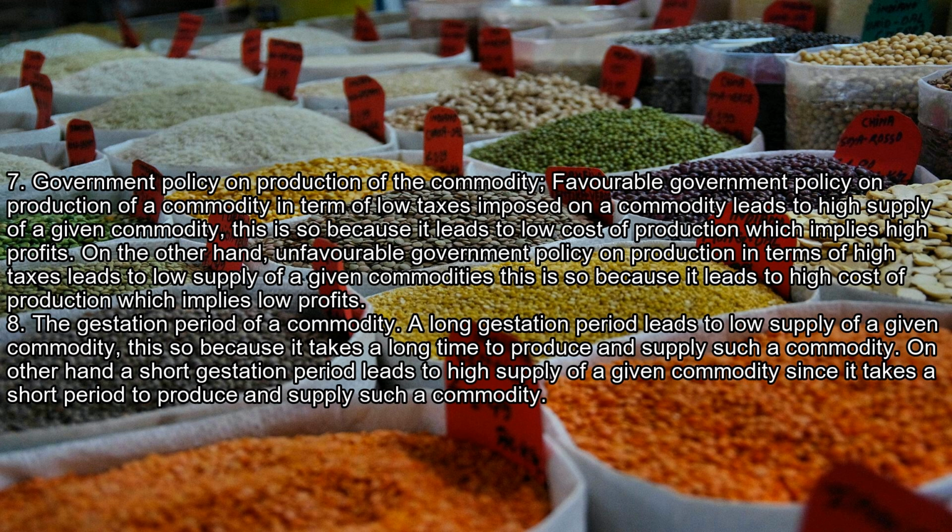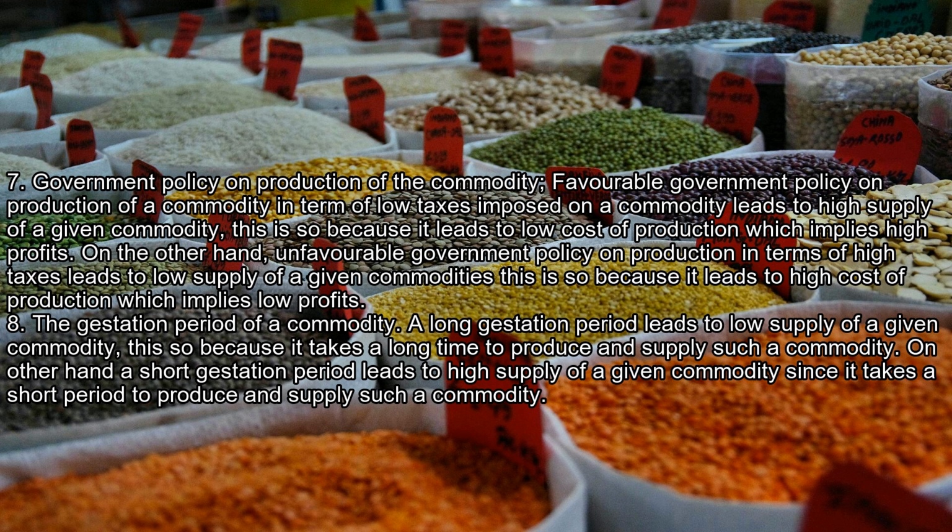Favorable government policy on production of a commodity, in terms of low taxes imposed on a commodity, leads to high supply of a given commodity. This is so because it leads to low cost of production, which implies high profits. On the other hand, unfavorable government policy on production, in terms of high taxes, leads to low supply of a given commodity. This is so because it leads to high cost of production, which implies low profits.